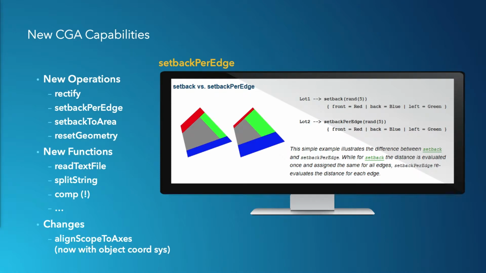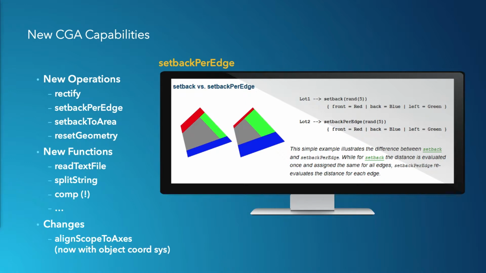Actually, let's stay quickly here. There are also a few others. I just want to briefly mention setback to area. You can control the size of your remainder shape. It can solve some situations. And also reset geometry, if you want to reset your shape back to the cube after you have maybe inserted some assets and you don't want to have them in your final model.